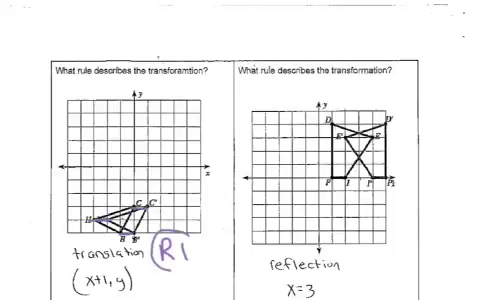So since I only moved to the right 1 unit, that's why I put X plus 1, because that's along your X-axis. My Y-axis, I did not move up or down at all. That's why you leave your Y value the same.